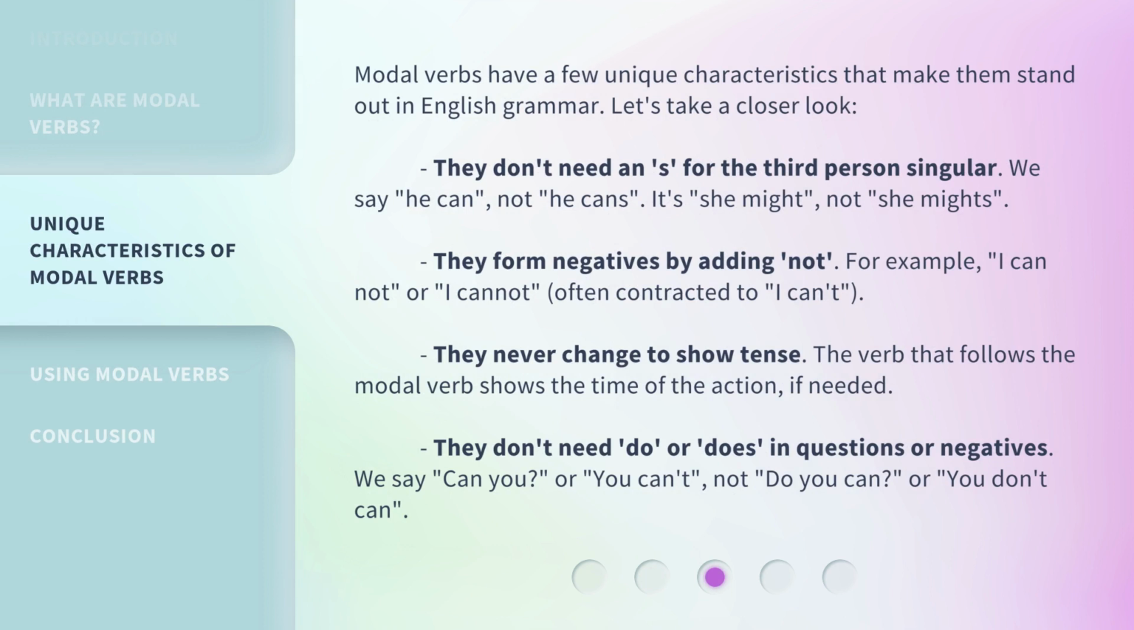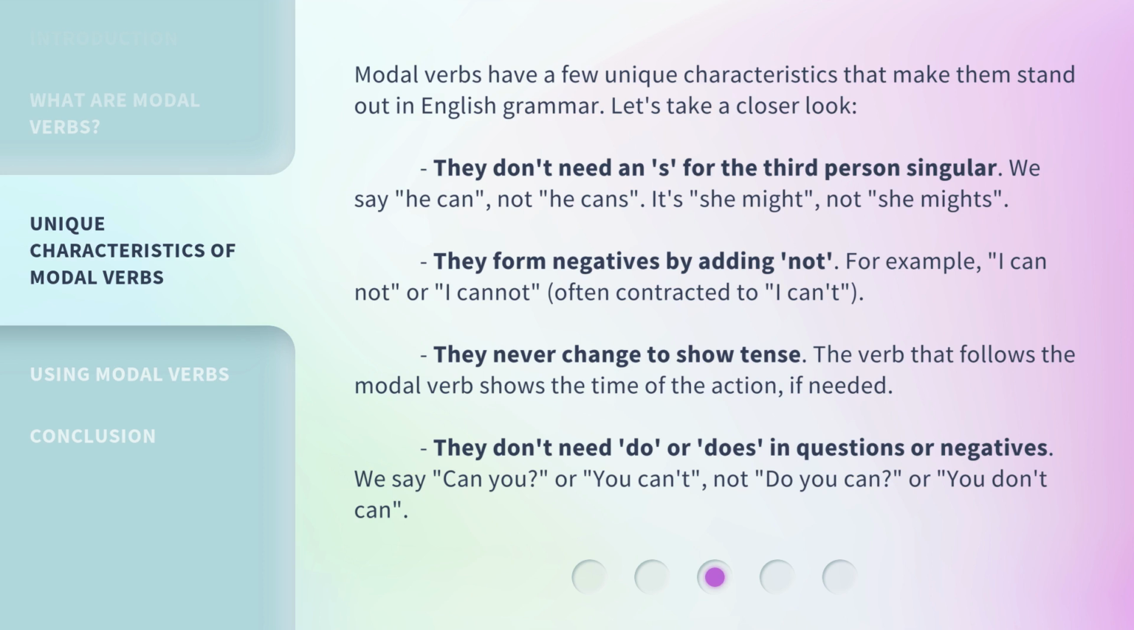Modal verbs have a few unique characteristics that make them stand out in English grammar. Let's take a closer look. They don't need an S for the third person singular. We say, he can, not, he cans. It's, she might, not, she mights. They form negatives by adding, not. For example, I cannot, or I can not, often contracted to I can't.